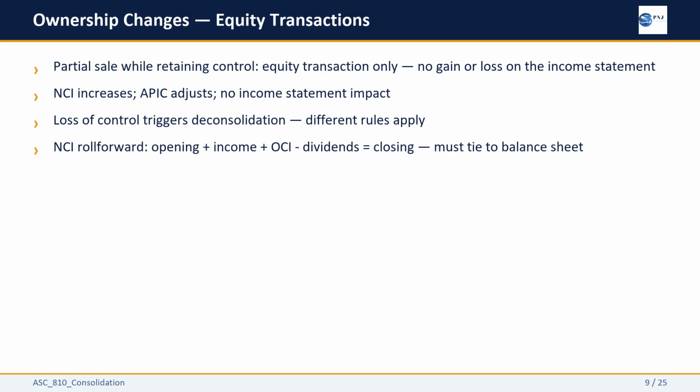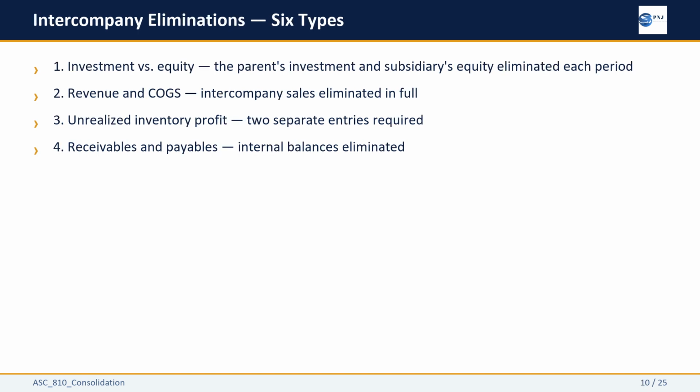When the parent sells some shares but keeps control, it is an equity transaction, full stop. Adjust NCI and APIC, no gain, no loss on the income statement. The group still controls the same assets and liabilities, only the distribution of equity has changed. The NCI roll forward tracks the balance each period and must reconcile to the equity section of the consolidated balance sheet. Intercompany eliminations remove all transactions between group entities from the consolidated statements.